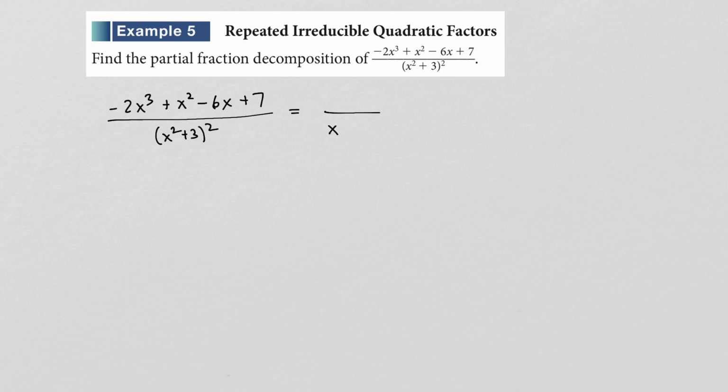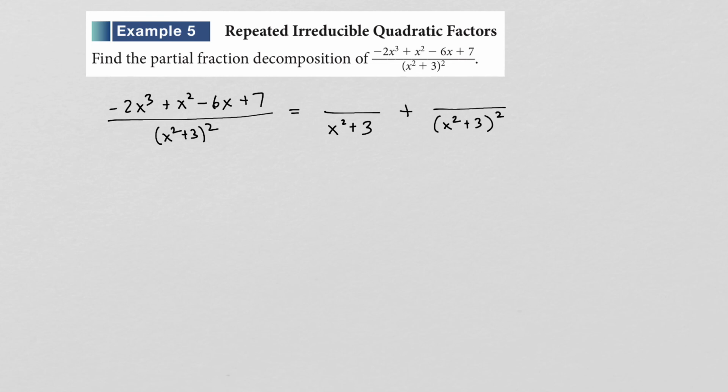So here we want to find the partial fraction decomposition of this really large fraction. Notice that the denominator is a repeated irreducible quadratic. So x squared plus 3 is irreducible, and it is raised to the second power. And so what that means is we're going to have our first fraction with a denominator of x squared plus 3, and our second fraction will have a denominator of (x squared plus 3) squared.